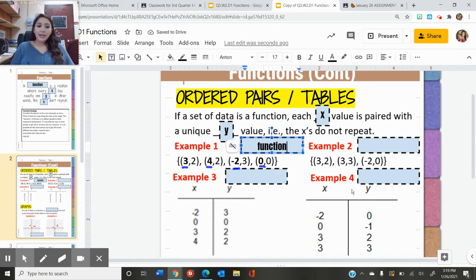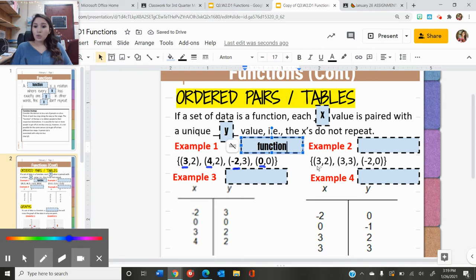Looking at example 2, I'm solely looking at my x values. Here I have a 3, and a -2. Because these 3's repeat right here, this means that this is not a function.